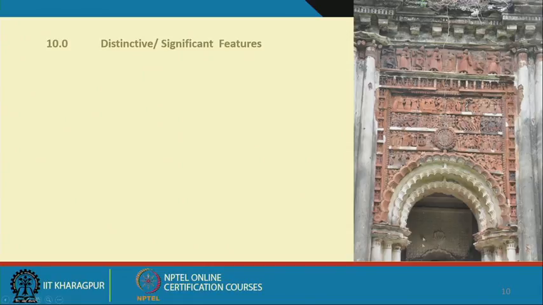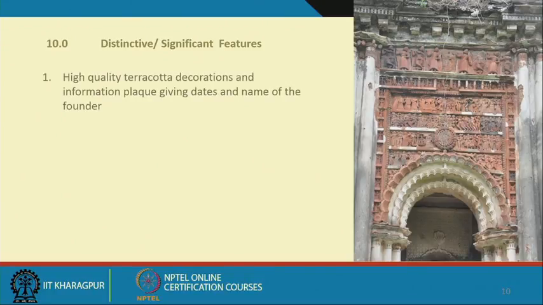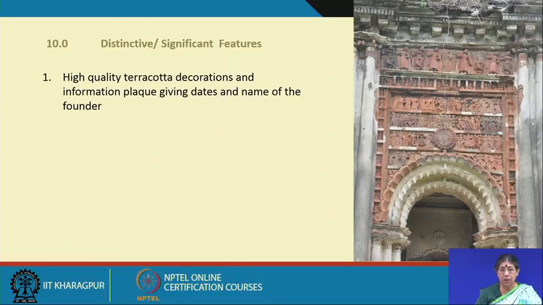So, this is one of the multifoil arches, you can still see the lime plaster which is there, and this is the decoration, and the Purans and other things on the terracotta, and the plasters are still intact in many places. So, we are summarizing all the distinctive features. Let us see what can be the distinct features of this. The first and foremost is the high quality terracotta decorations and the information plaque giving the dates and name of the founder.